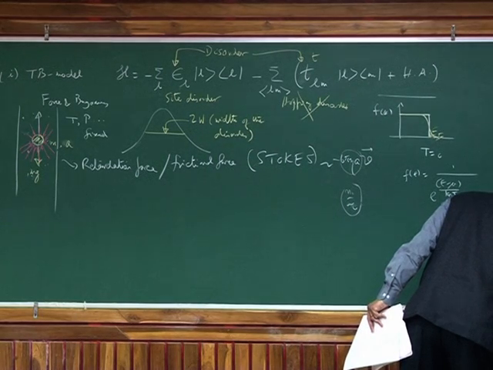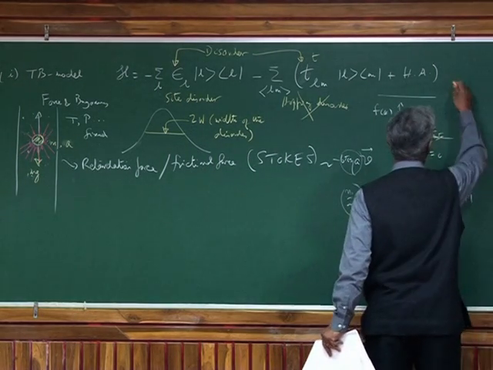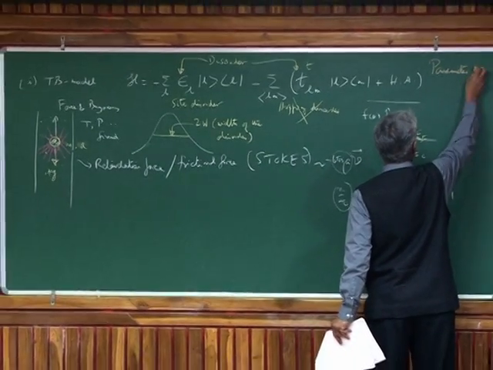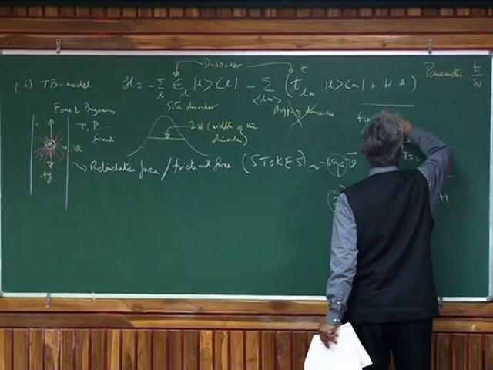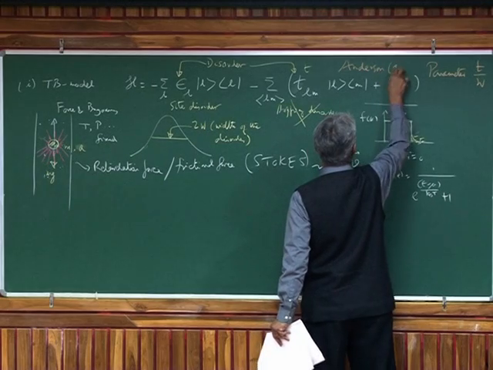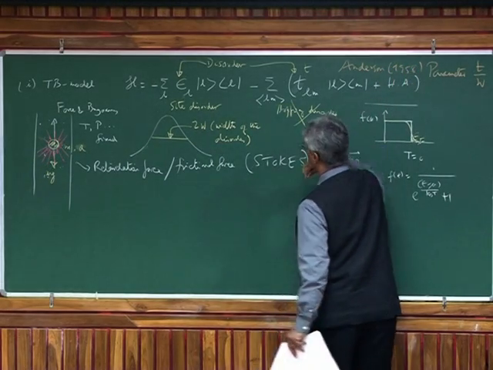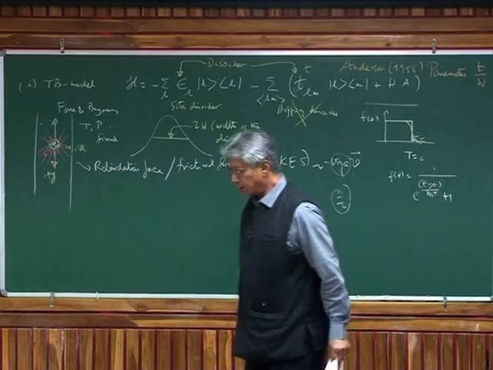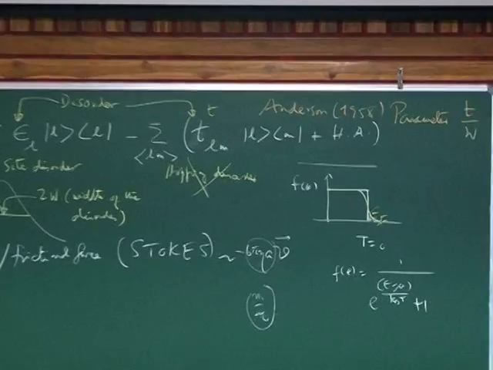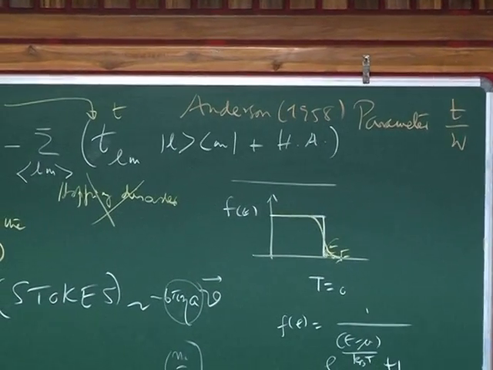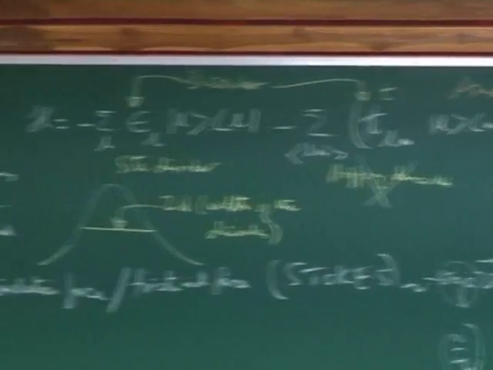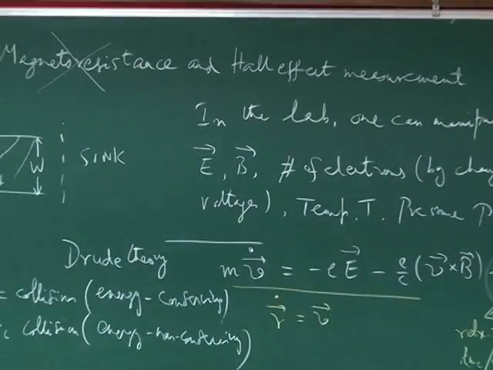There's a new parameter in the problem which you can define as t over W. So it's Anderson, 1958. His citation and Nobel Prize also, which he shared with two other great physicists, Van Vleck and Neville Mott, cites his work also on localization. So that's the Anderson model. We'll come back to that later.